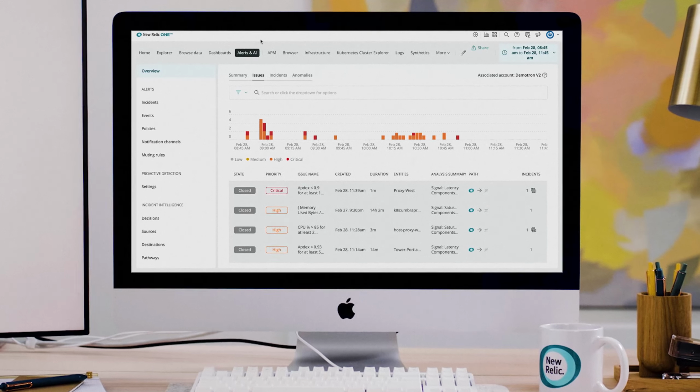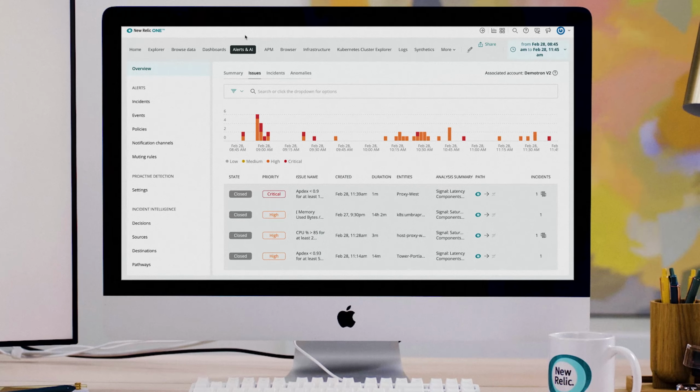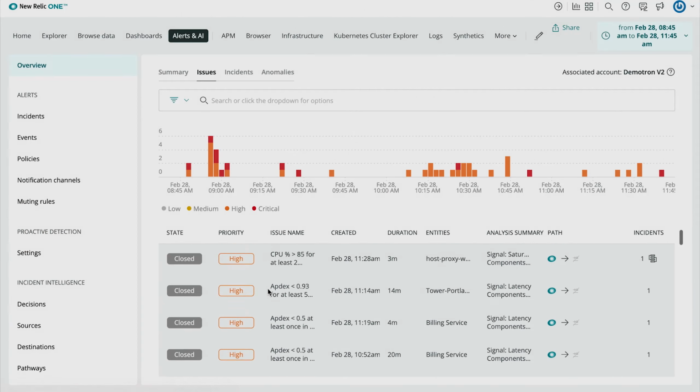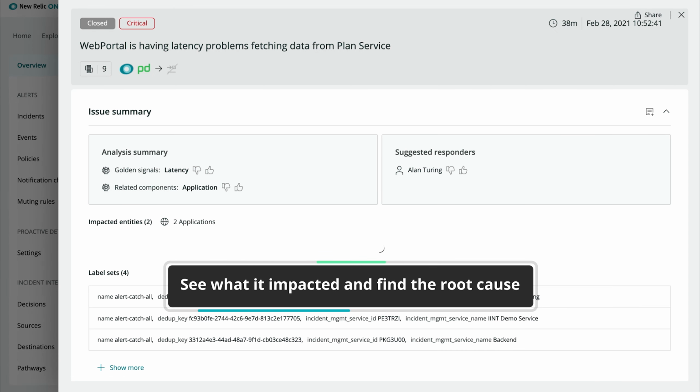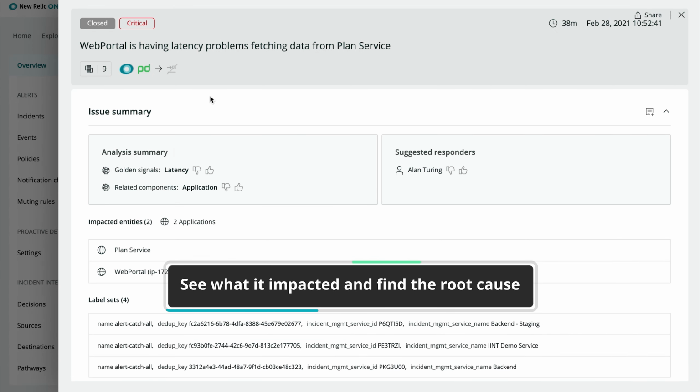When something goes wrong, time is of the essence, and you and your team need to be able to fix issues before a customer is ever impacted. This means jumping in to see why the issue occurred, what it impacted, and most importantly, finding the root cause.